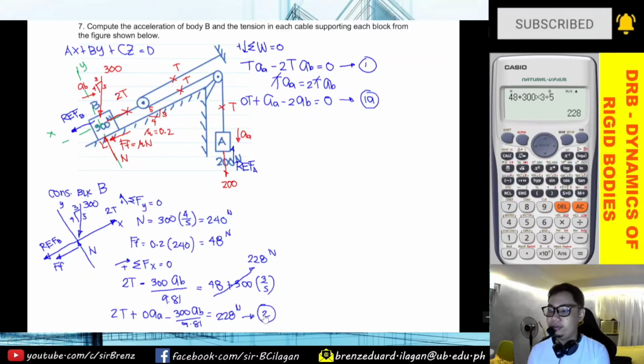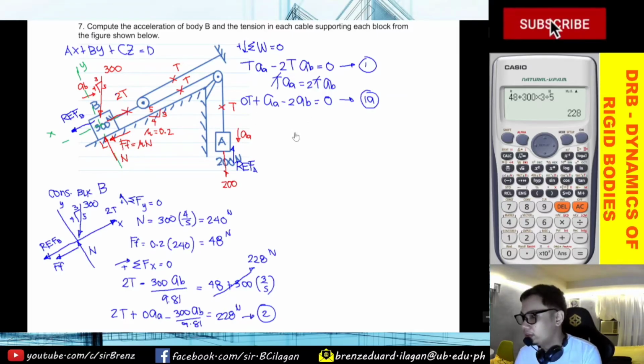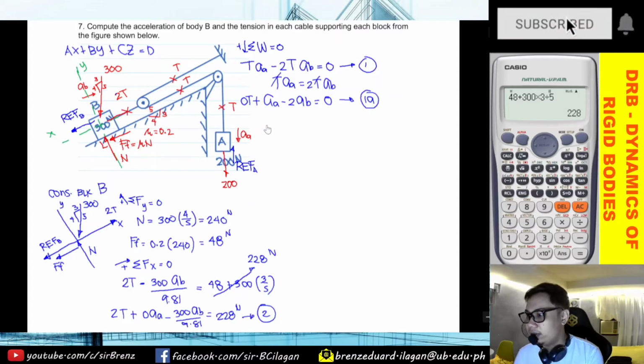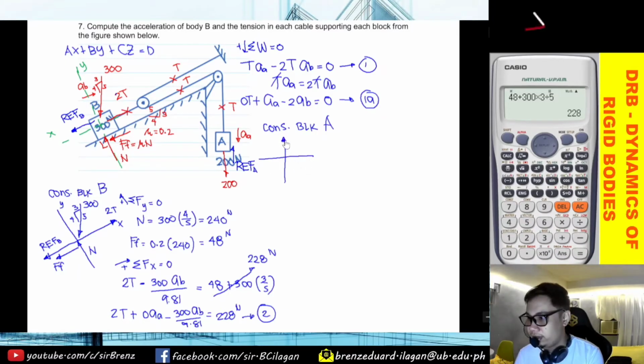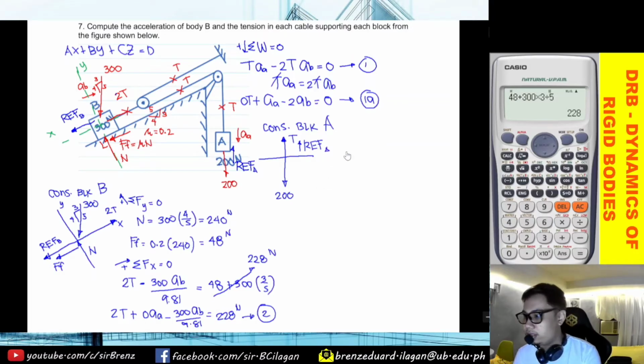Ayan. Equation 2. So the next step, step number 3, so we will now consider this block A. Gawan ko na lang ulit ng free body diagram. So consider block A, and draw x and y axis. So we have here a tensile force T. Meron ka ditong pababa na 200. And then yung reverse effective force, lagay ko na lang dito sa gilid, REF of A.